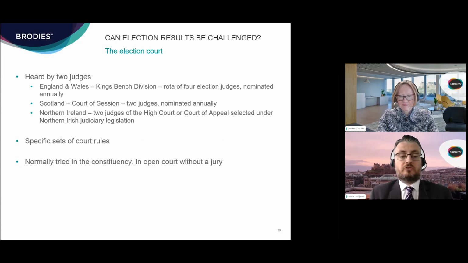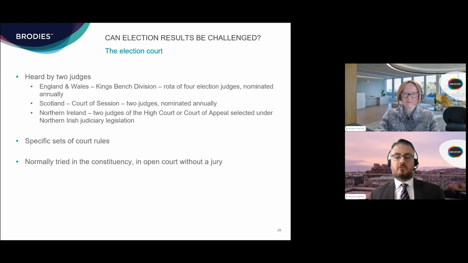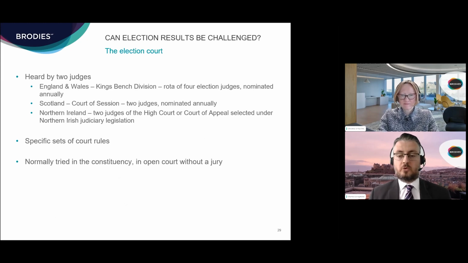An election court is 2 judges. So in England and Wales, there are 4 election judges on a rota from the King's Bench division nominated annually by the president of the division. In Scotland, the Lord President of the Court of Session nominates 2 judges to be the election judges for that year. And in Northern Ireland, it's 2 judges of the High Court or Court of Appeal selected under Northern Irish judiciary legislation, which is too niche even for this webinar.